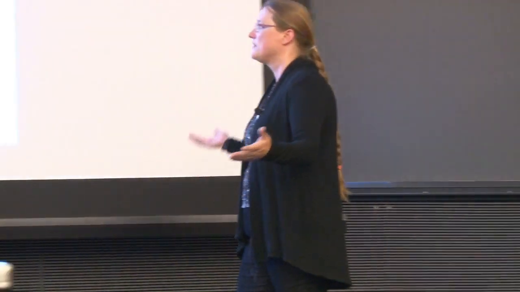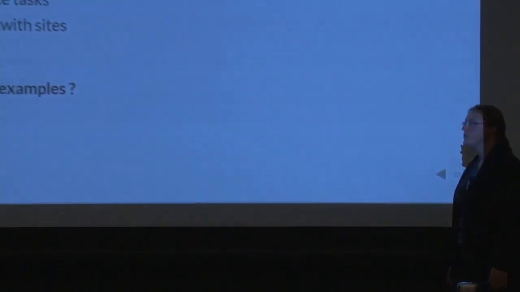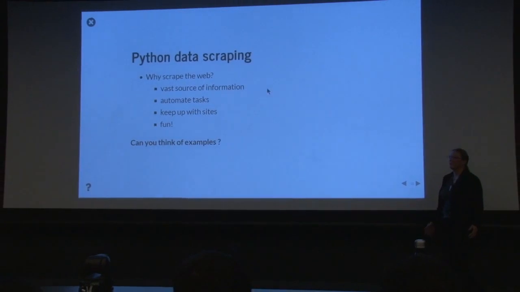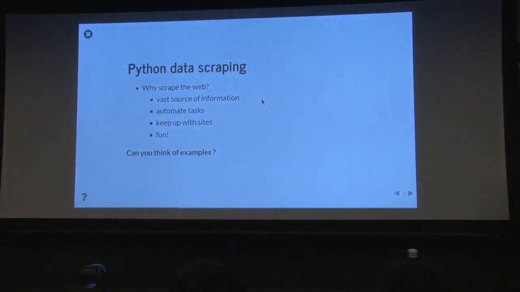So you might want to do data scraping to access information, to automate tasks. Like people have Amazon, right? And look up prices and things like that. You can keep up with sites. You can compile your own newsletters. You can also just have some fun, right? Like we're going to scrape happy hours, for example, and look where it's nice to go on a Friday evening.